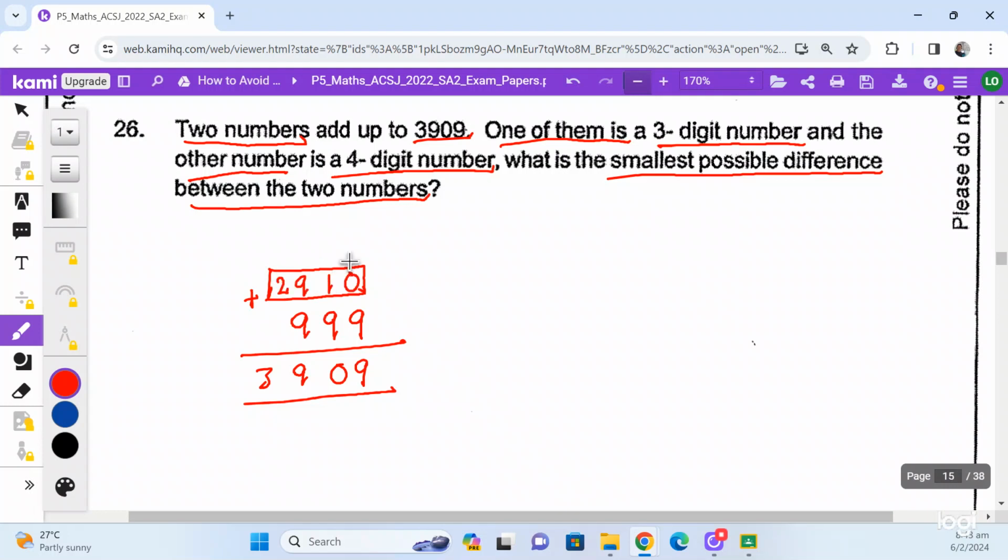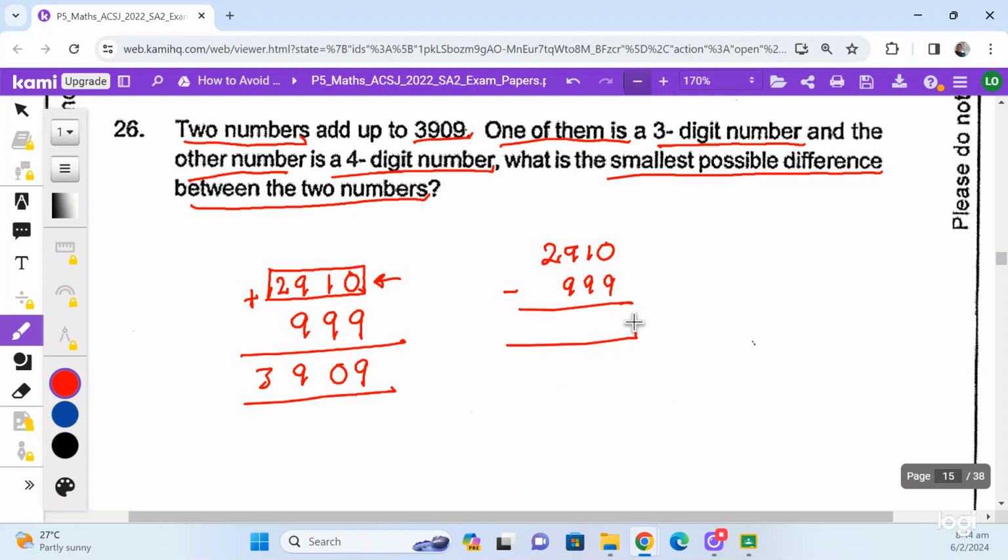2910. So I have these two numbers that add together to make 3909. And one of them is a 3-digit number, which I need to make very big, which is 999. That's the biggest 3-digit number. And with that 3-digit number, I will be able to find the missing number on top, which is over here, the missing number. So now I have two numbers already. So what do I do? I take 2910 and I minus 999 to get the smallest difference.